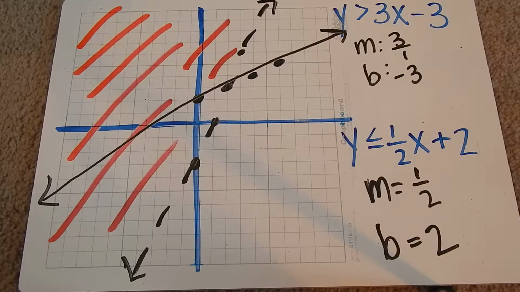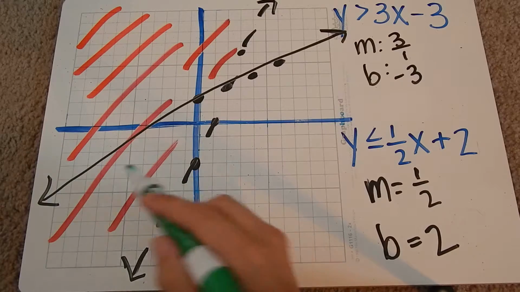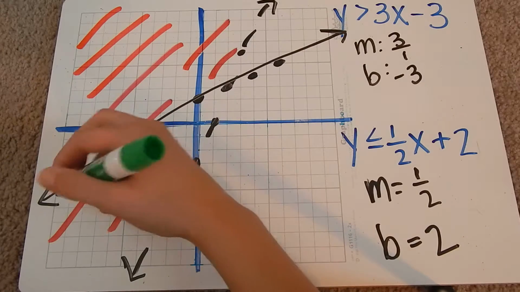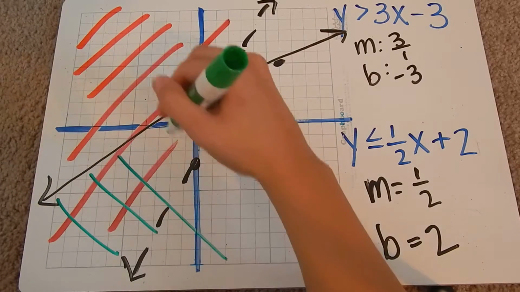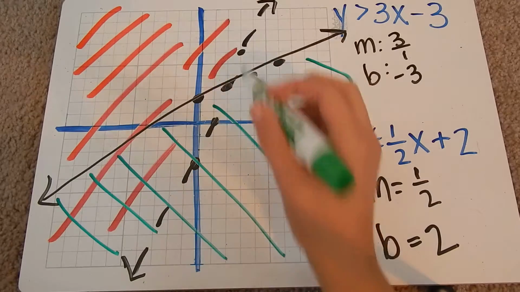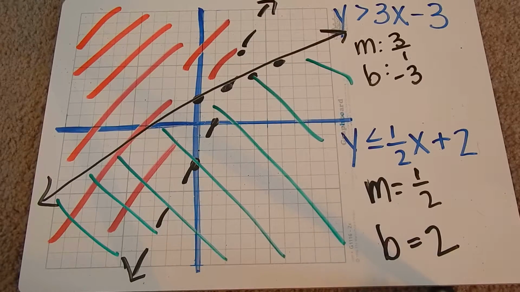Now make sure you know which line you're looking at. So my line that I just drew is here. So I'm going to shade everything below that line. Everything below that line. I'm ignoring the first line that I drew there.